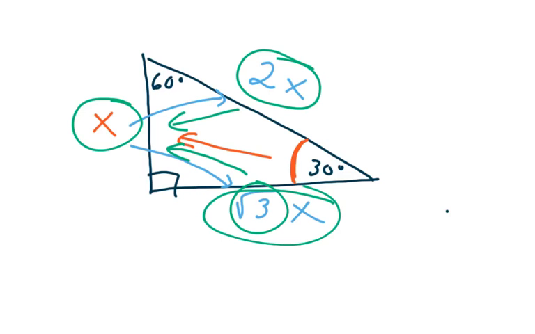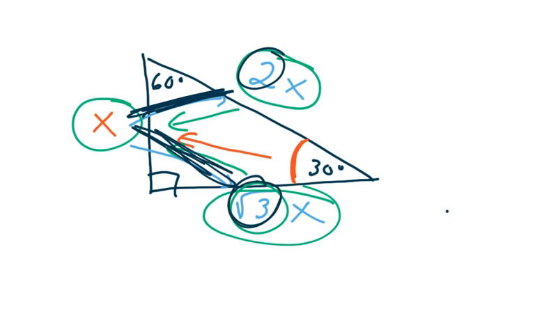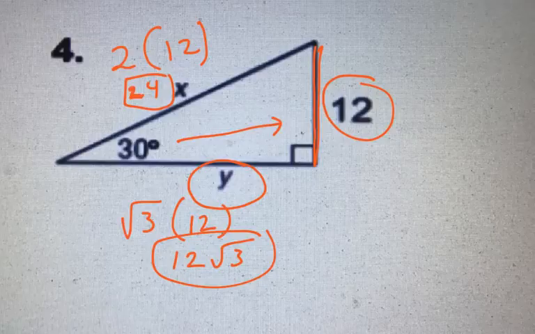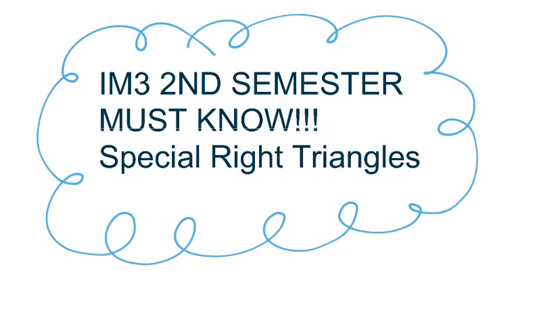Okay, guys, bottom line, this is what you're going to memorize about the 30, 60, 90. The ratio this way is always 2 to 1. The ratio this way is always square root of 3 to 1. And that basically, guys, is how you do 30, 60, 90s.